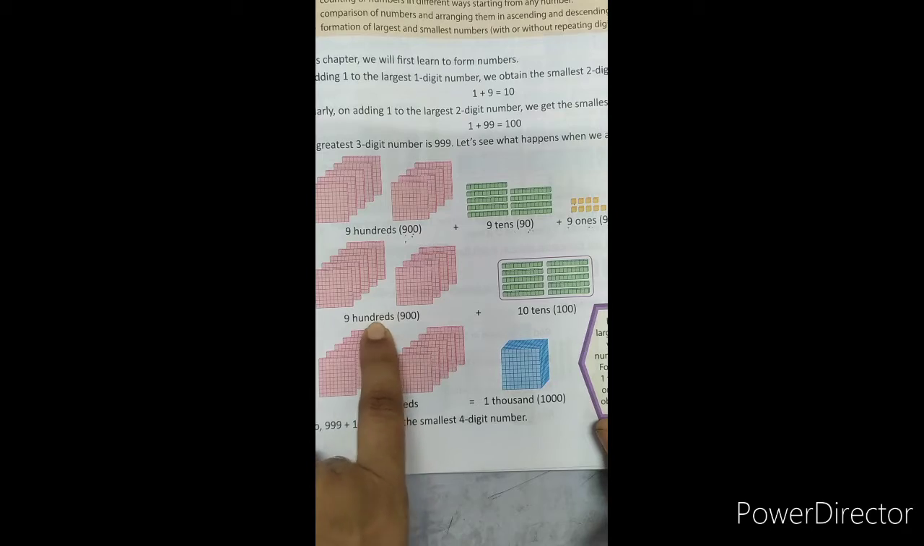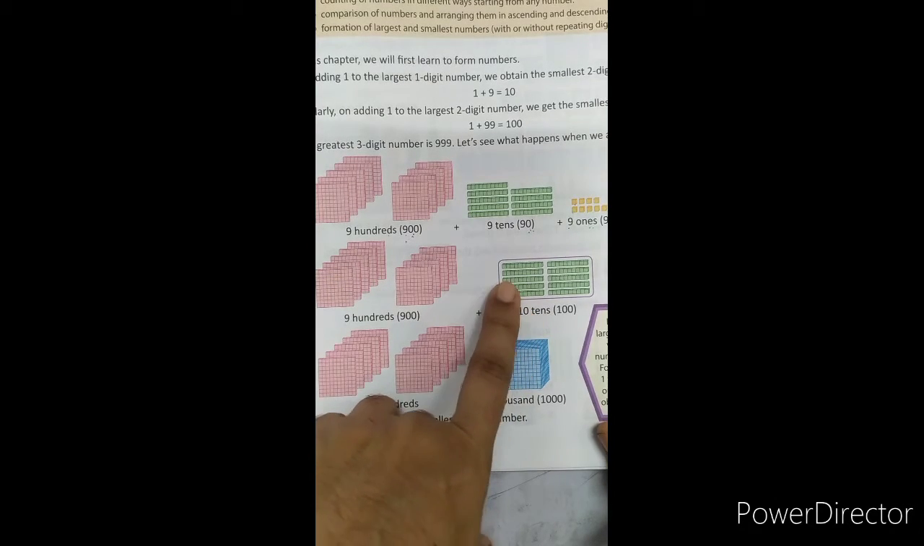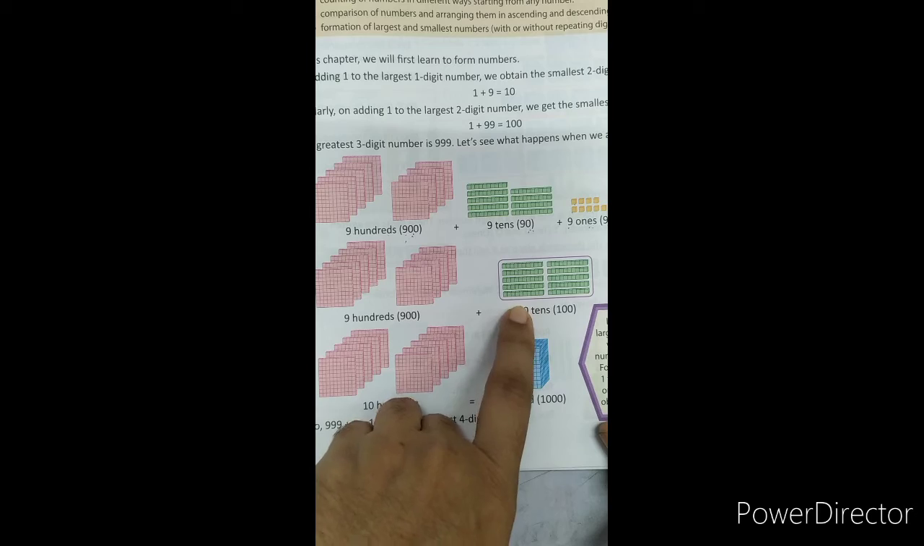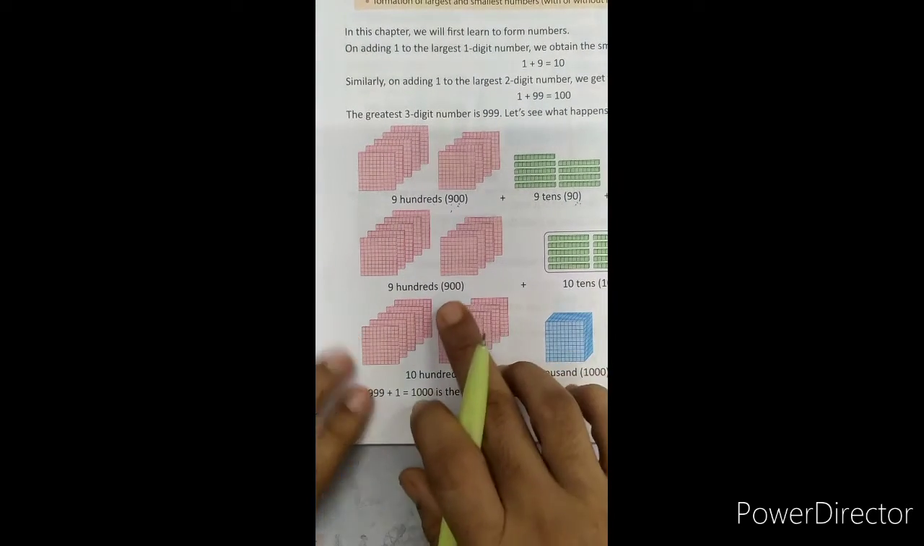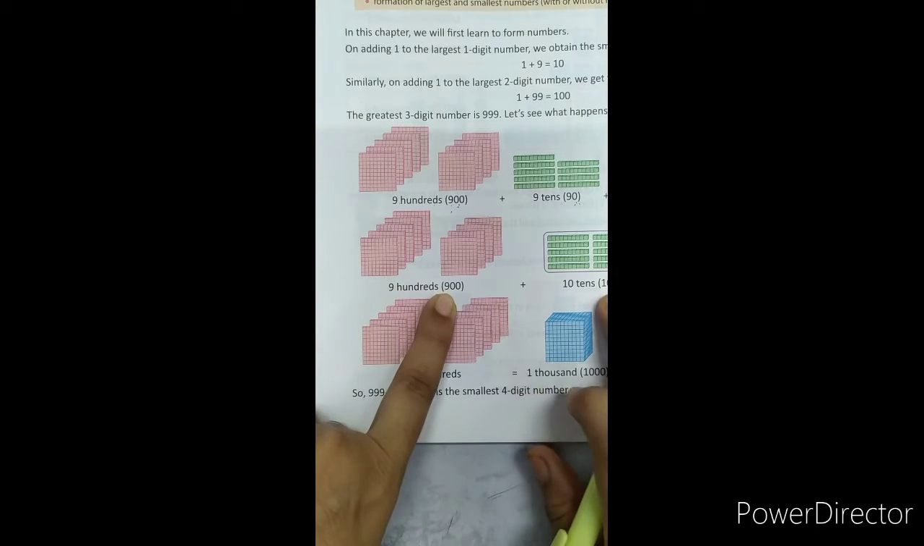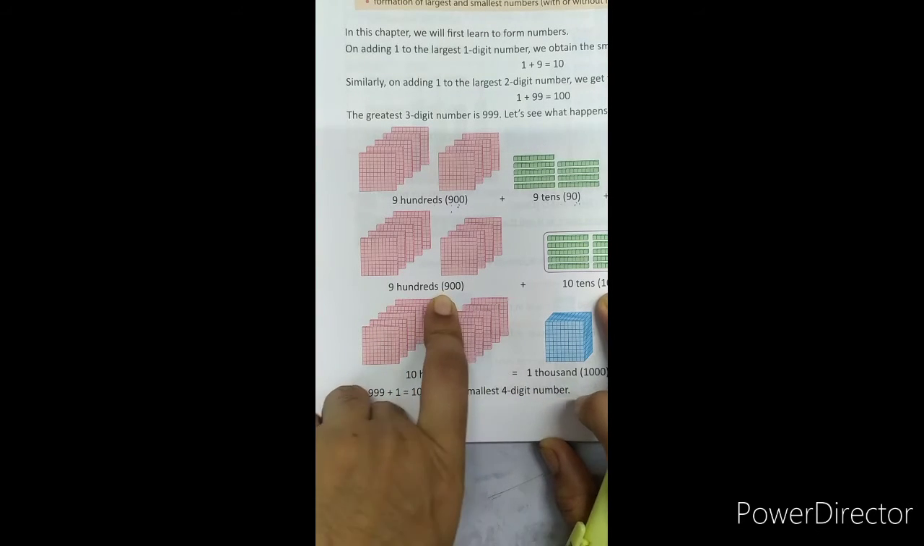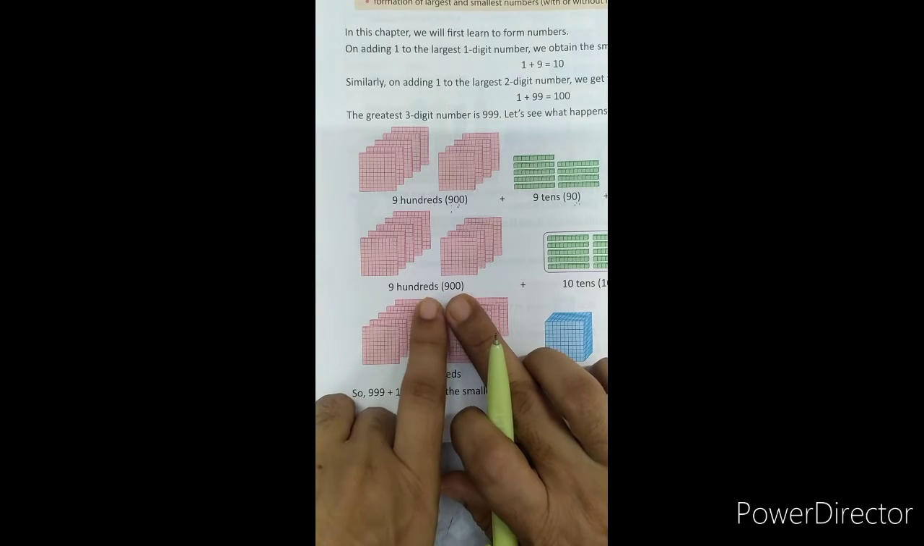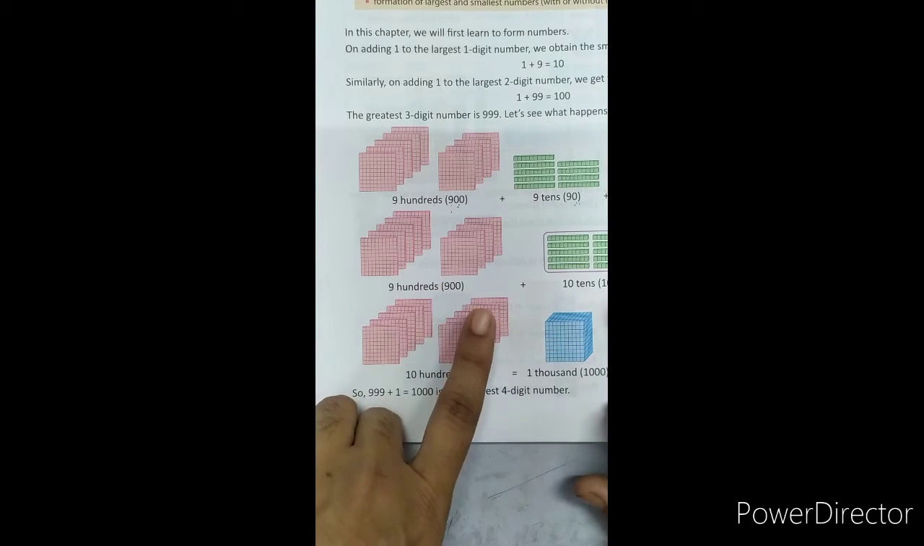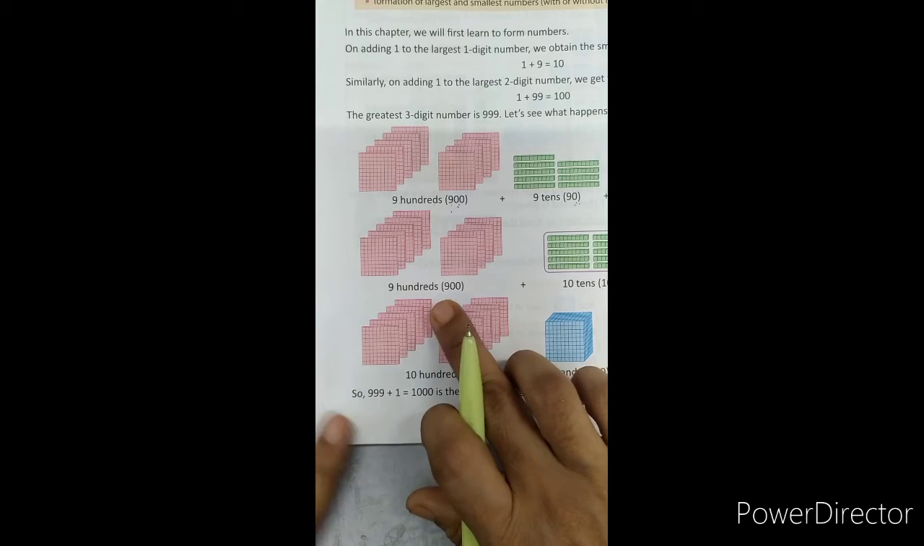Okay, so similarly you have been given these pictures also. Now if you look at this, you can find that there are 900. That means 9 slabs are there, each having 100 small squares, and here you can find 10 rods, isn't it? So this will become your 900 and this is 100. So this number is 9,100.